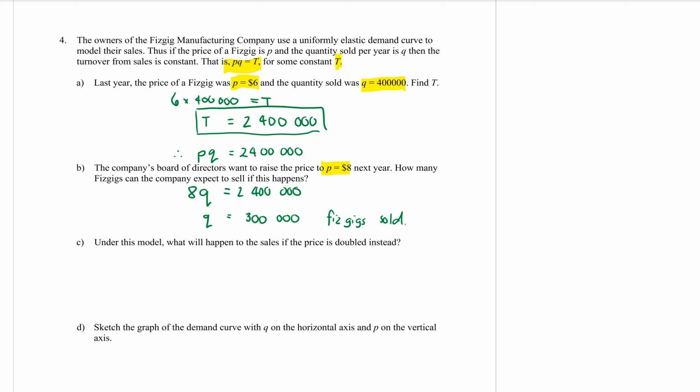So our starting price was 6. It was suggested, they said, we want to raise it to 8. But they said instead we're going to double. So it's the 6 that we're doubling, okay, not the 8. So we're doubling our price now to be 12. So it's going to be 12Q is equal to the 2,400,000. Dividing the 12 means that they're only going to sell 200,000 FizzGigs.